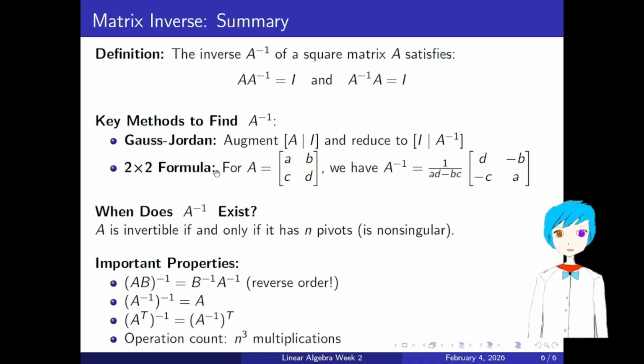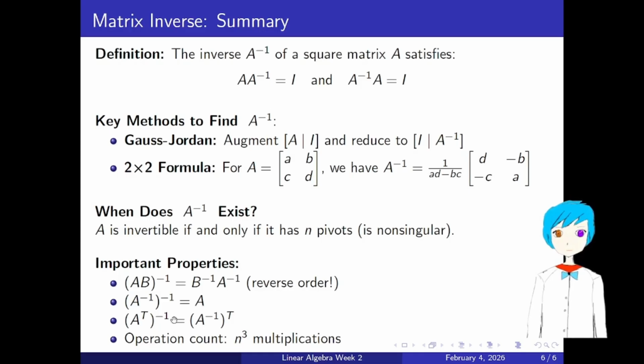Especially for 2x2 matrices, we have a quite convenient formula for A inverse. When does A inverse exist? A is invertible if and only if it has n non-zero pivots when we are doing Gaussian elimination, up to some permutation.